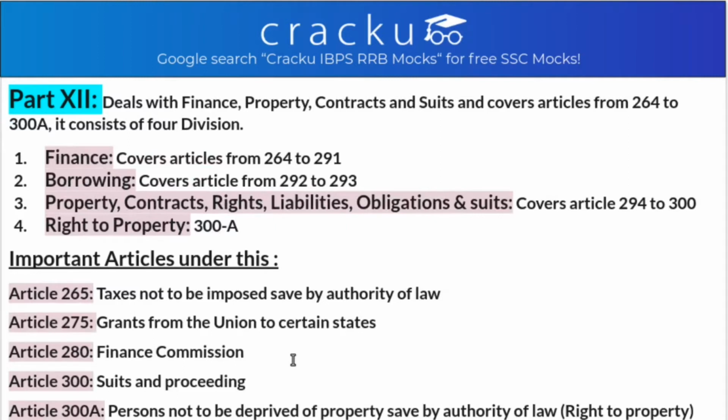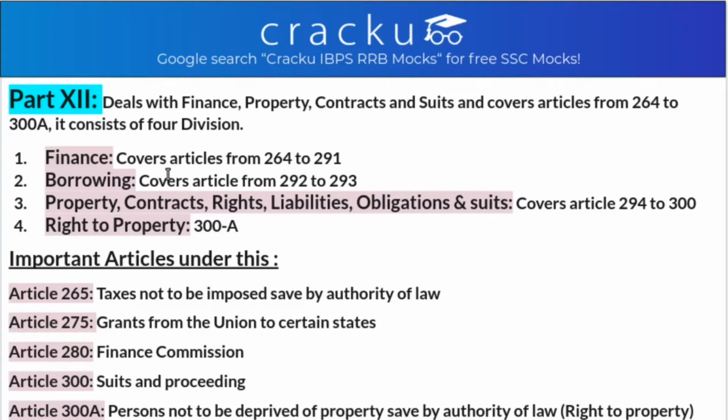Part 12 deals with finance, property, contracts, suits and covers articles from 264 to 300A. It consists of four divisions, and what are they? They are finance, borrowing, property, contract, rights, liabilities, obligation and suits, and right to property. Remember, this is very important. Right to property is under article 300A.